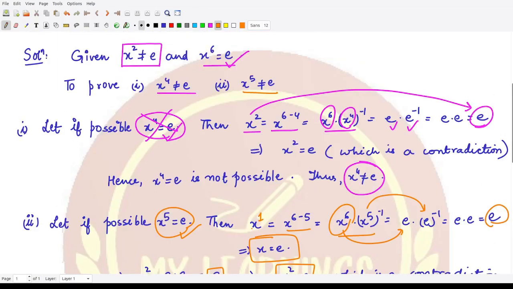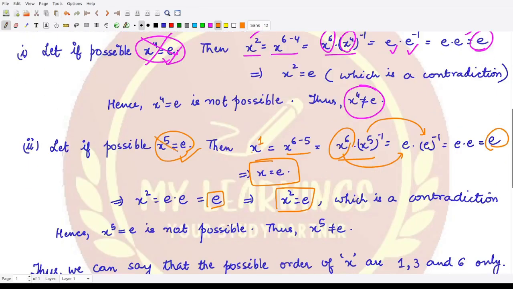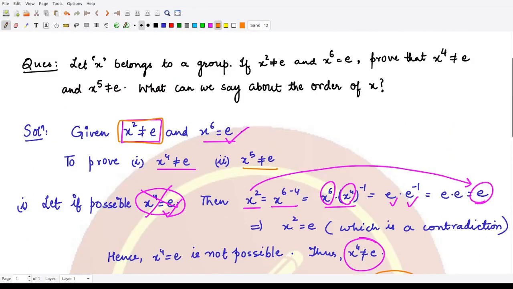However, we are given that x square is never identity. So we reach a contradiction here. So that means whatever was our assumption, this was incorrect. Hence we have x raised to power 5 not equal to identity element as proved.